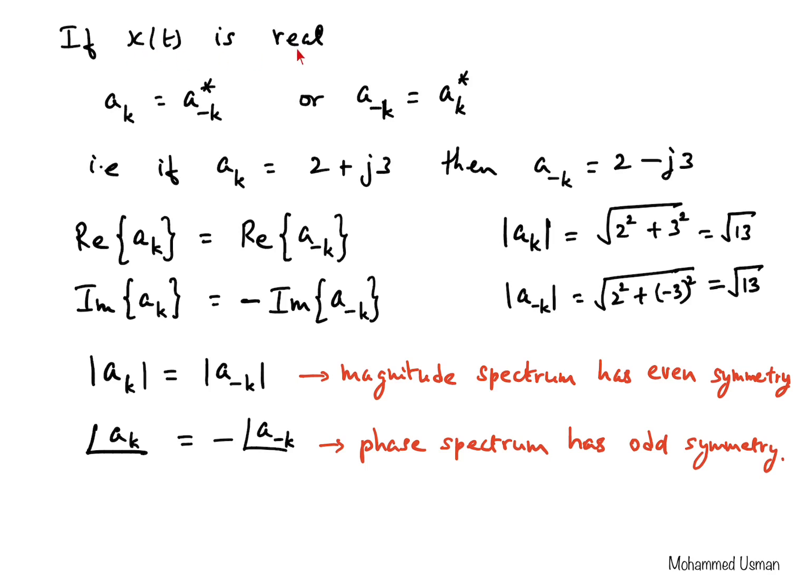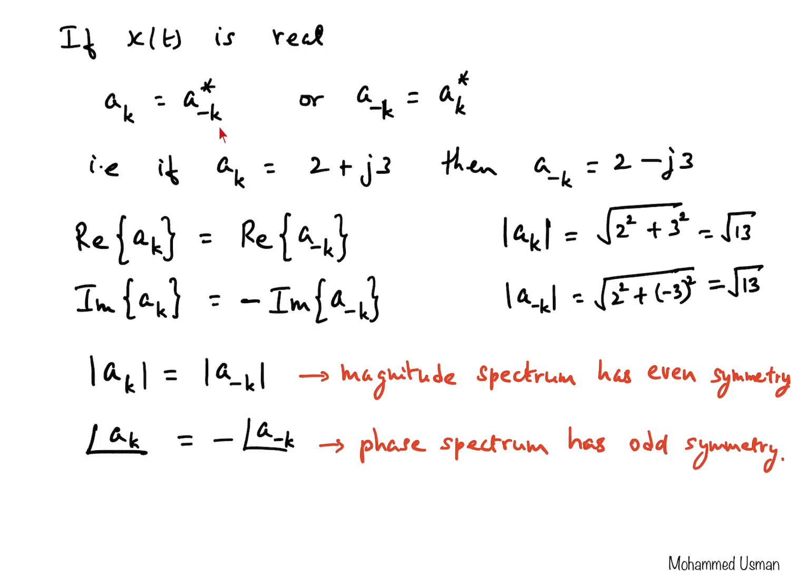Now, continuing further, if the signal x of t is real, we can deduce several more properties of the Fourier series coefficients. So I'm just writing down the mathematical statement that the Fourier series coefficients AK and A minus K are complex conjugates of each other, and from that we can derive or deduce some other properties of the Fourier series coefficients.